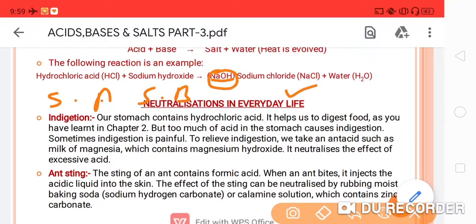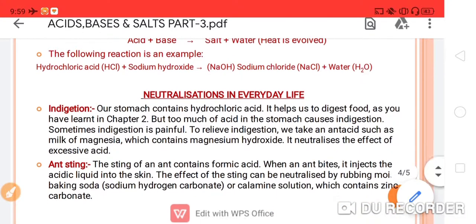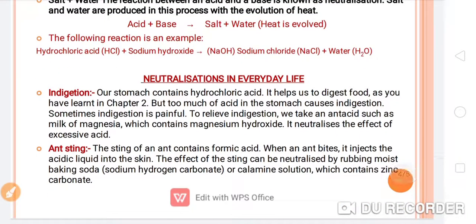So this salt will be a neutral salt, and water will evolve during the chemical reaction, plus heat will evolve. So this is the example of the neutralization reaction. HCl is the strong acid, sodium hydroxide is a strong base, and the product will be sodium chloride, that is the neutral salt, and water will be produced.